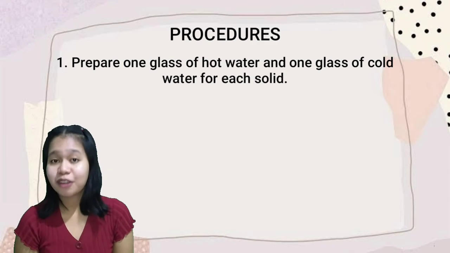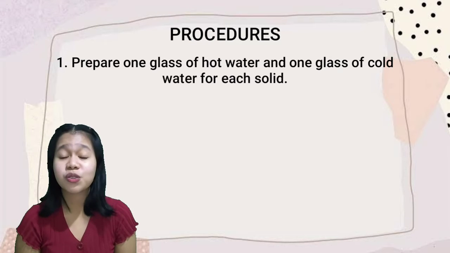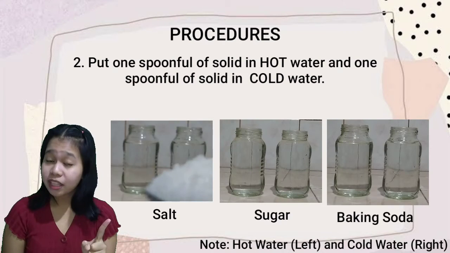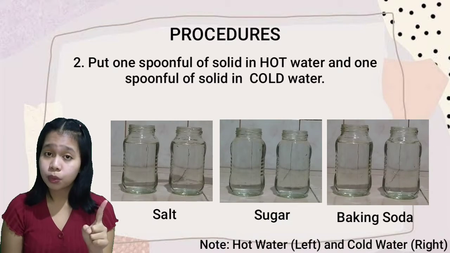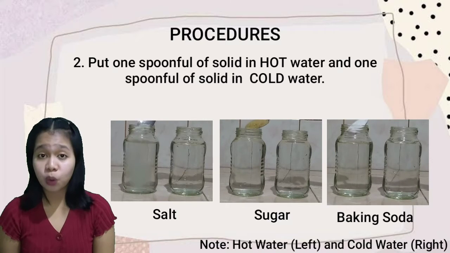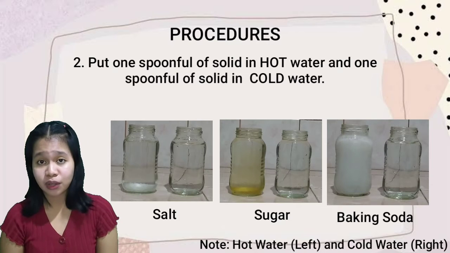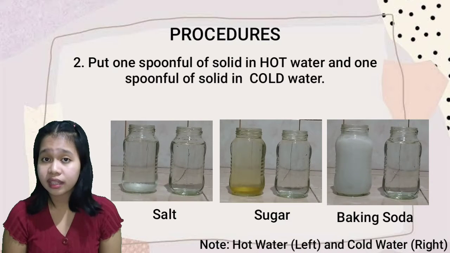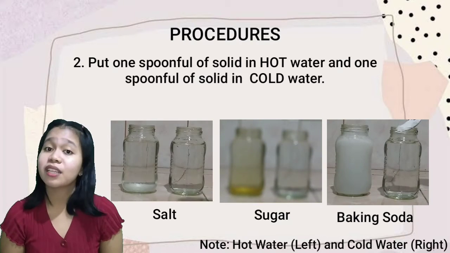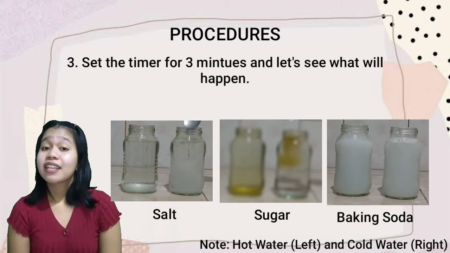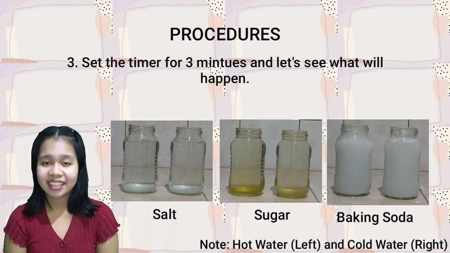First, let's prepare 1 glass of hot water and 1 glass of cold water for each solution. Put 1 spoonful of solid in hot water and 1 spoonful of solid in cold water. As you can see, there are 3 separate videos. The first video is for the salt, the next is for the sugar, followed by the baking soda. After that, set the timer for 3 minutes and let's see what will happen.